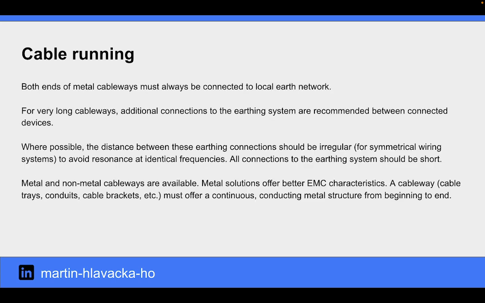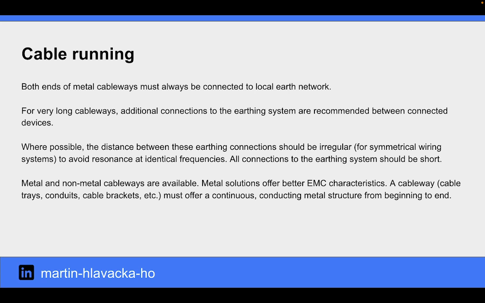Both ends of metal cableways must always be connected to the local earth network. For very long cableways, additional connections to the earthing systems are recommended between connected devices. Where possible, the distance between the earthing connections should be irregular to avoid resonance at identical frequencies. All connections to the earthing systems should be short.